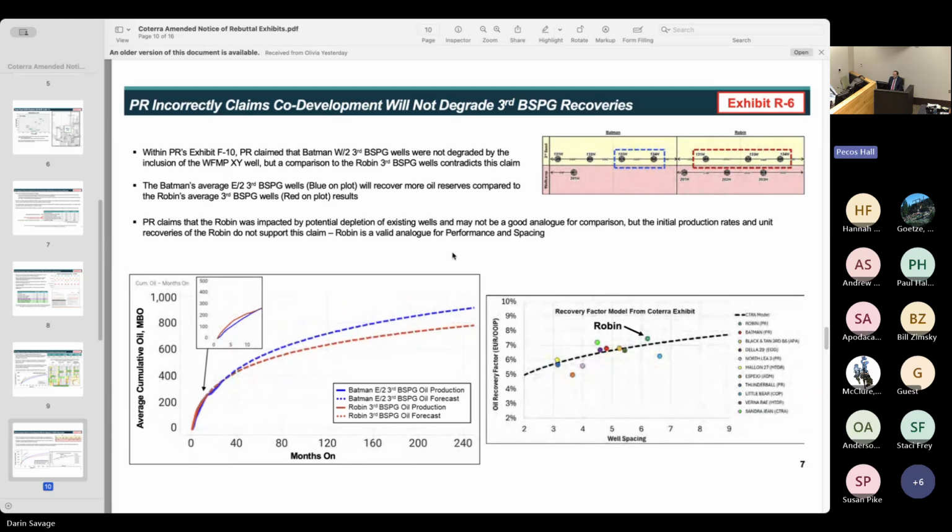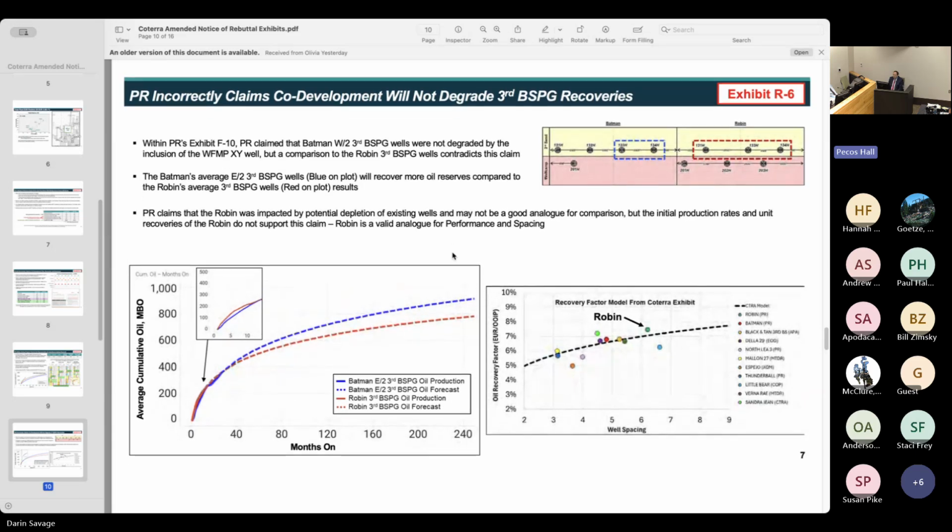So Permian Resources also claimed in Exhibit F10 that the west half of the Batman Third Bone Spring wells were not degraded by the inclusion of the XY wells, stating that the XY wells were not impactful. However, they did not show you the Robin development compared to those in isolation like they did the west half of the Batman. So on the top right-hand side, you can see a wine rack where we've got the Batman on the left and the Robin on the right.